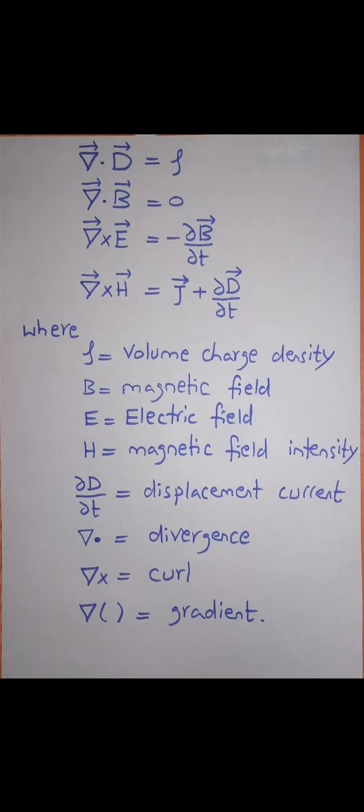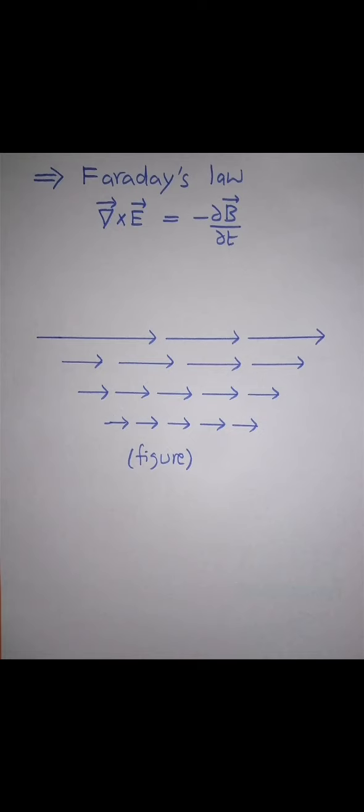And in equation 4, we have the term partial D divided by partial t. This is the displacement current, and this is the current between two plates of a capacitor. Maxwell added this current to the normal current in Ampere's law, and that's why this equation is called the modified Ampere's current law. Now let's discuss our today's topic, which is Faraday's law, the third Maxwell equation. This equation tells us how the electric field and magnetic field are linked with each other.